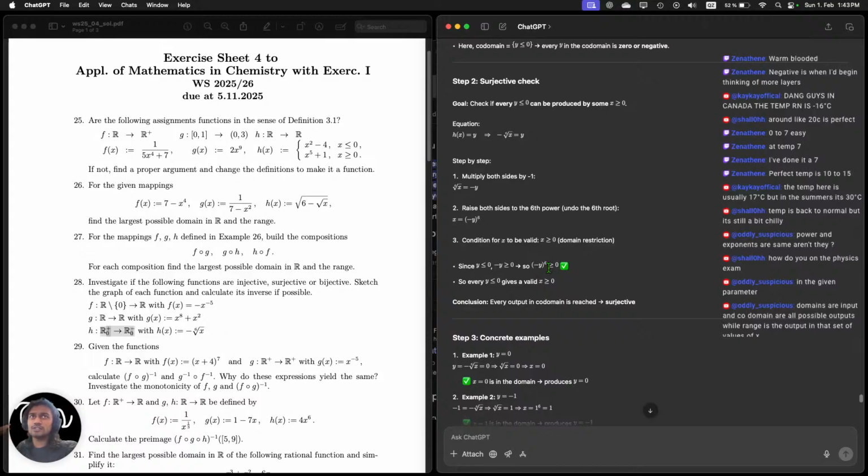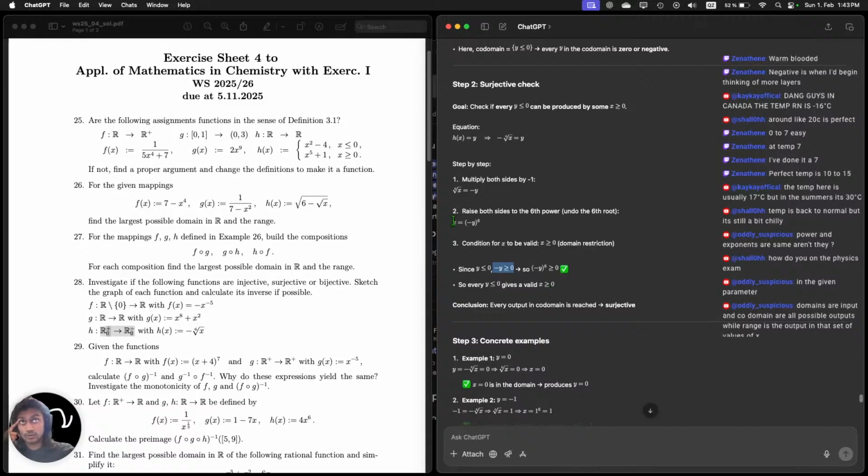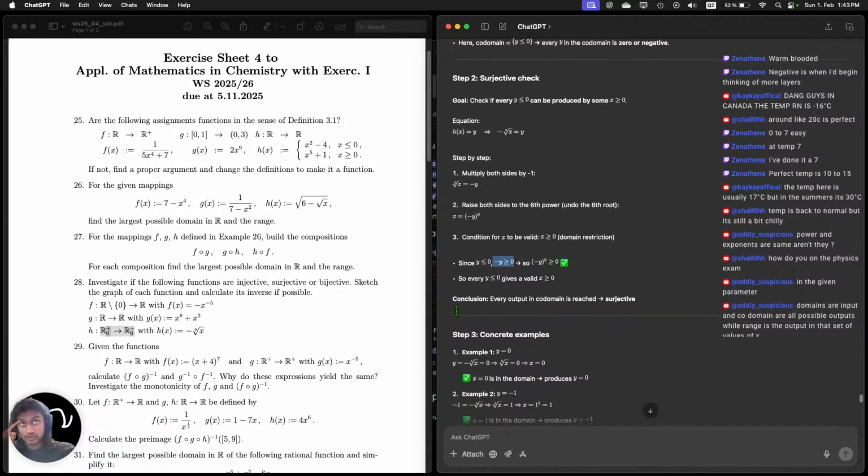Minus y raised to 6 greater than 0. Okay, I get that one. Okay, if y is less than 0, then minus y would be greater than 0. Okay, that makes sense. So minus y is greater than 0. So every y less than 0 gives valid x greater than 0. Conclusion, every output in the codomain is reached: surjective.